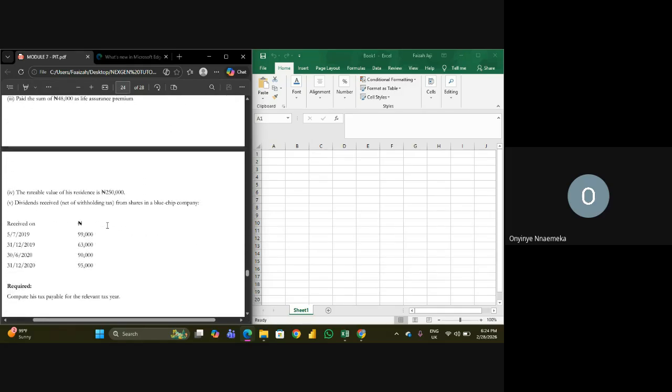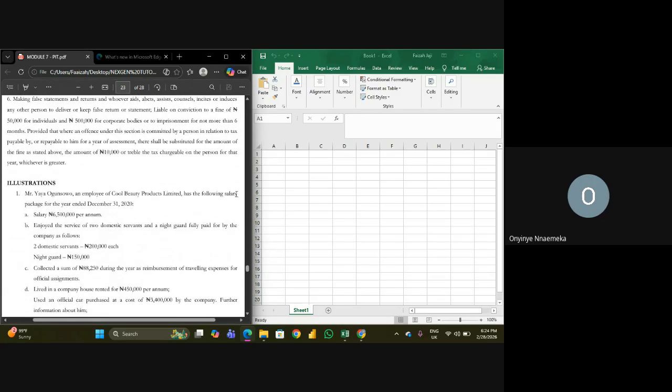So now let's start. What are you asked to do? Compute the tax payable for the relevant tax year. Now let's do Mr. Ogunsowo, computation of tax payable. So now we have end income. Let me put end income up here. The first thing that is there is what? Salary. How much is salary per annum? 6,500,000. See, this one will come here.